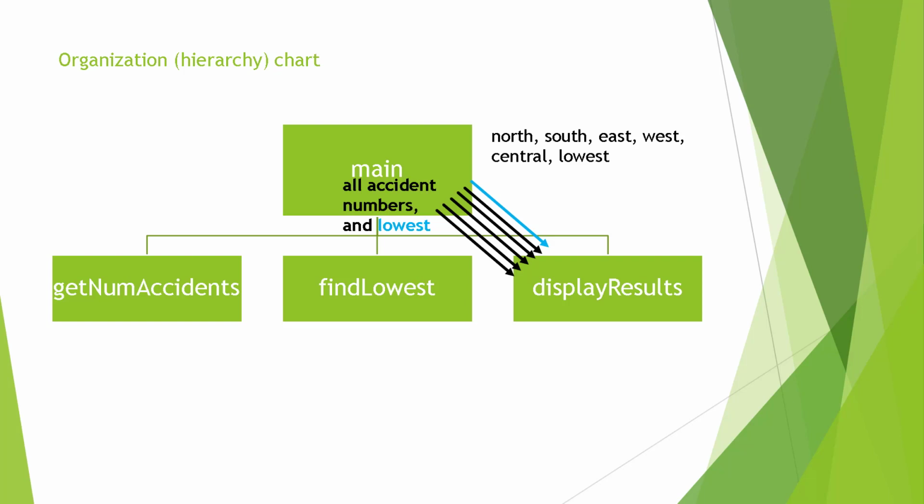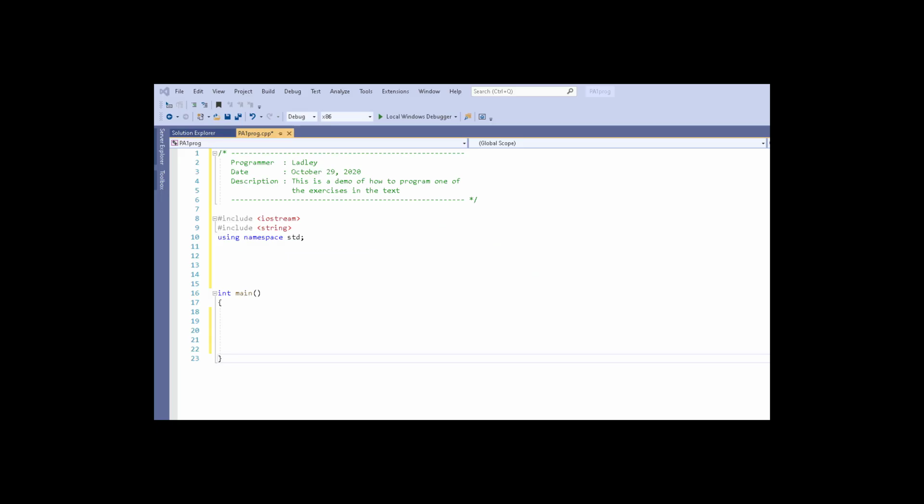Okay, we've looked at the hierarchy chart. Let's translate that into a program. I'll start the program with the usual heading, the normal includes, and the using namespace statement. Then come my function prototypes. The first function is going to receive a string and return an integer. The next function will receive 5 integers and return 1 integer that represents the fewest number of accidents. And the third function, as we've seen before in our chart, will receive 6 parameters, and it's not going to return anything.